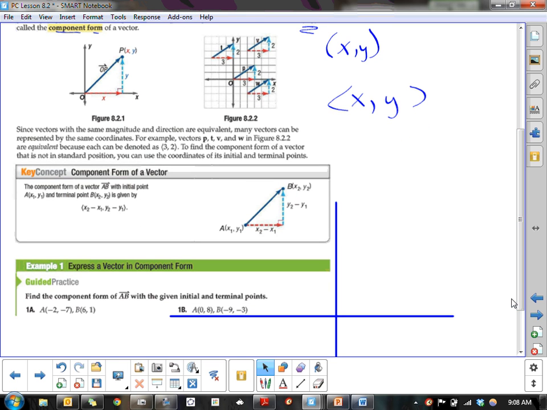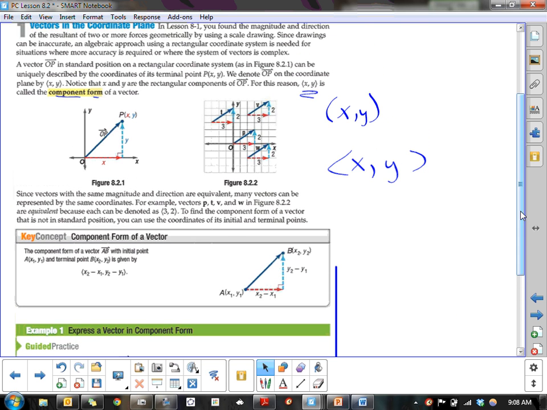Since vectors with the same magnitude and direction are equivalent, many vectors can be represented by the same coordinates. For example, they're calling out that vectors P, T, U, V, and W in this figure all have the same component coordinates. It doesn't always have to be in standard position. Every one of these vectors is equivalent, and if they are equivalent, you can represent them using the same component form. Not a big deal, right? Just make sure you know that we're going to have multiple vectors that are equivalent to one in standard form and have the exact same component form.